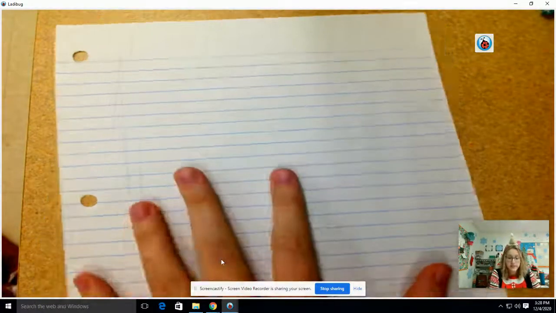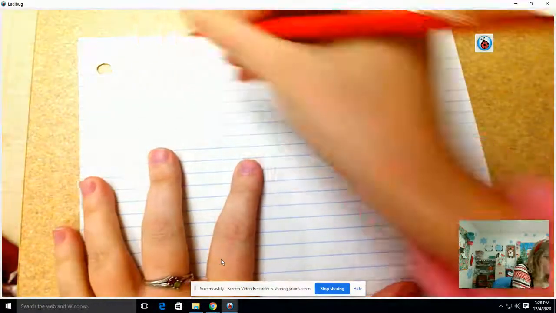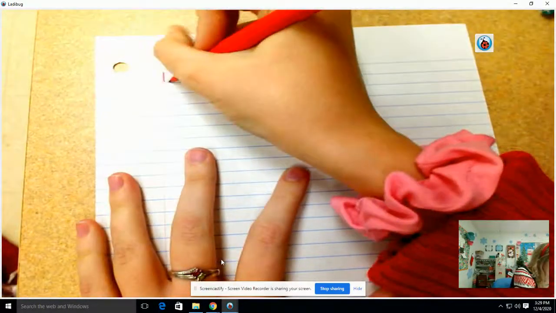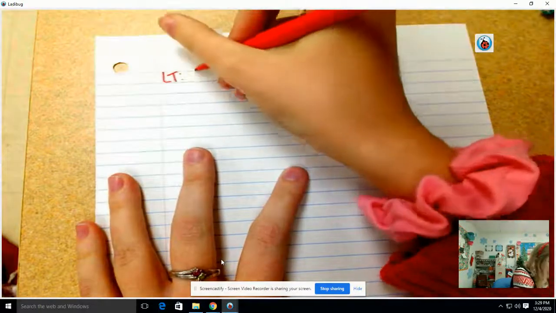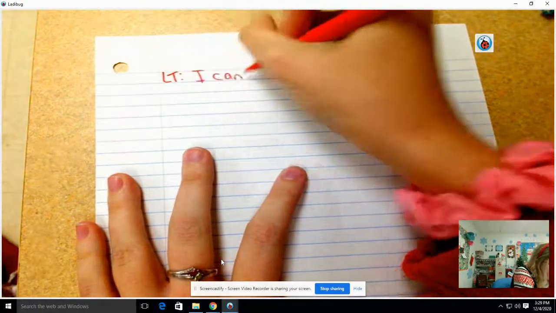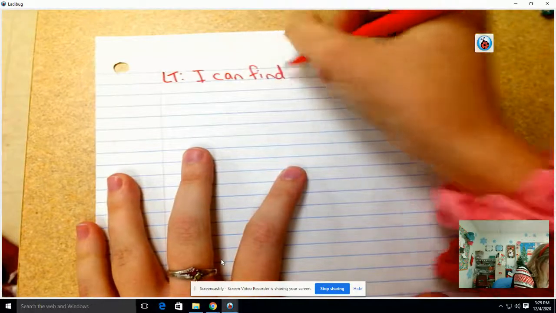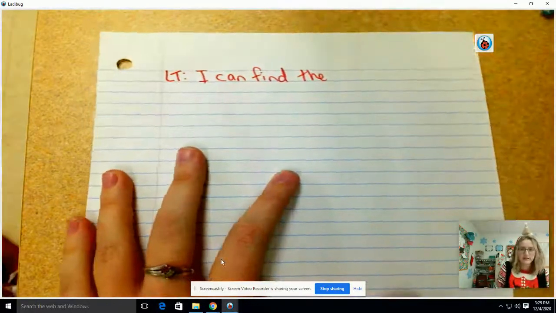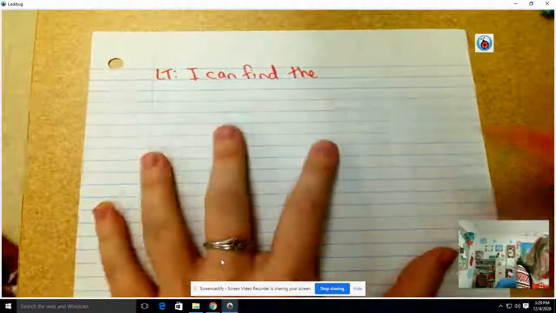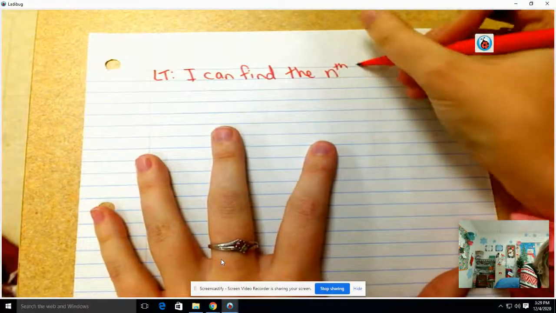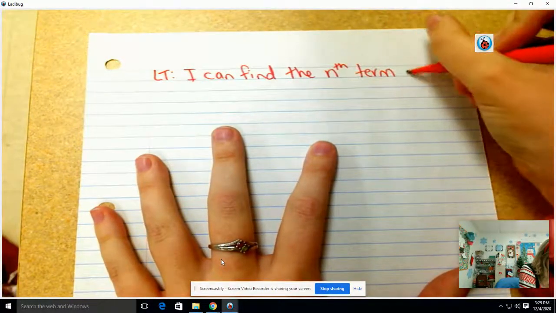What we are doing today is we're going to finish one learning target and start another learning target, because the second one has a lot of parts, so we're not going to do them all in one day. But for today, our learning target is: I can find the nth term of a sequence.